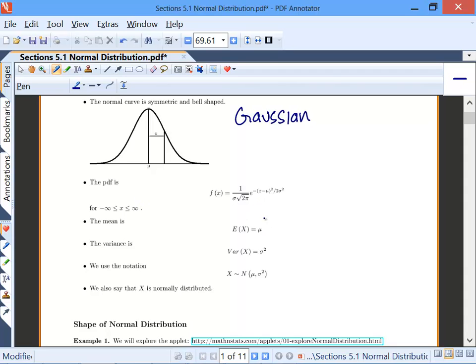Okay. The expected value of x is the mean mu. The variance is sigma squared. So the standard deviation is just sigma. Okay. And we're going to use the notation x is distributed normally with mu and sigma squared. So that's how we write it. And we also a lot of times say that x is normally distributed. So we'll say x has a normal distribution, or x is normal, or x is normally distributed.